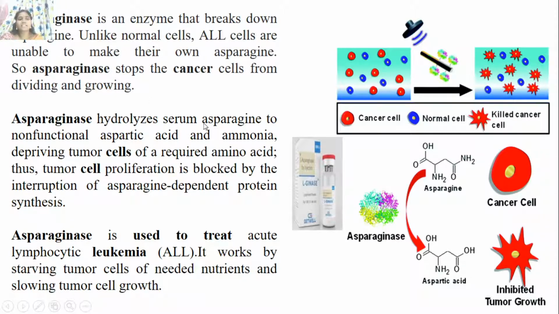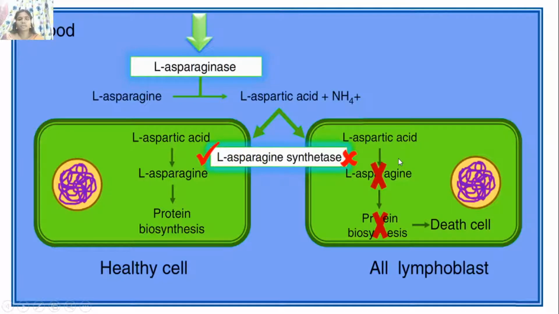Asparaginase hydrolyzes the serum asparagine to non-functional aspartic acid and ammonia, depriving tumor cells of the required amino acid. Thus tumor cell proliferation is blocked by interruption of asparagine-dependent protein synthesis. So asparaginase is used to treat acute lymphotic leukemia. It works by starving the tumor cells of needed nutrients and slowing tumor cell growth. These are the normal cells and the cancer cells. When they are treated with asparaginase, it specifically kills the cancer cells by depriving them, and their growth or division is inhibited.